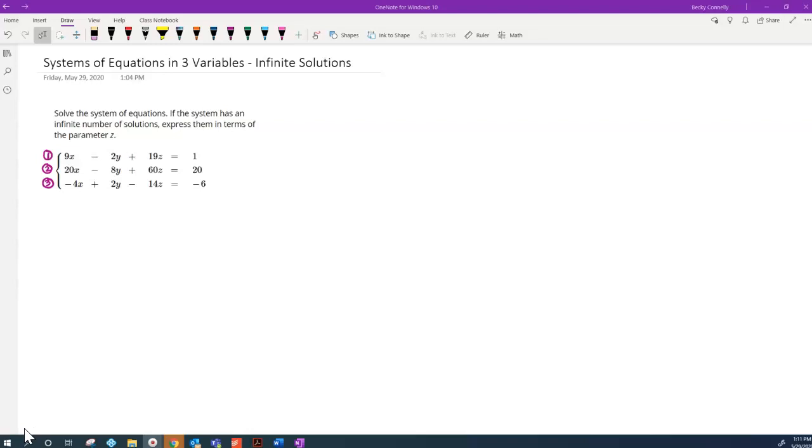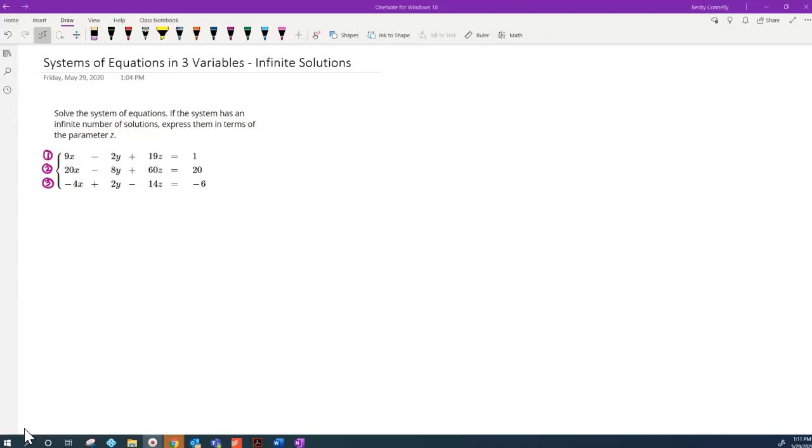Notice over here that I did name each of these. So I have my equation 1, equation 2, and equation 3. Remember, when we're solving systems of equations in three variables, we're going to start off with two of the different equations, and we're trying to eliminate one of the variables.